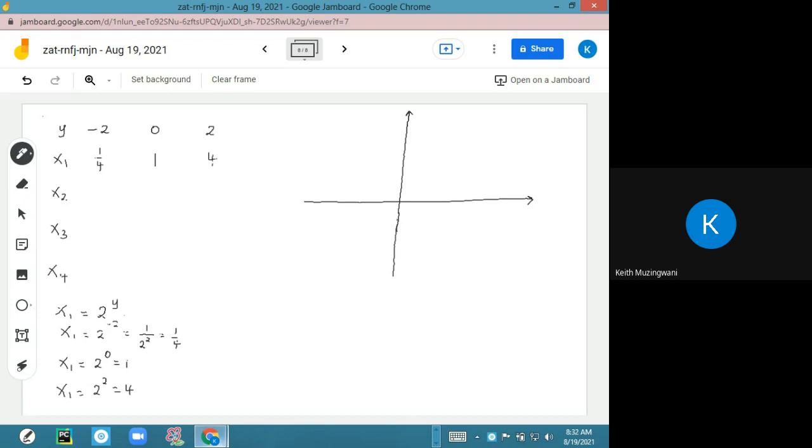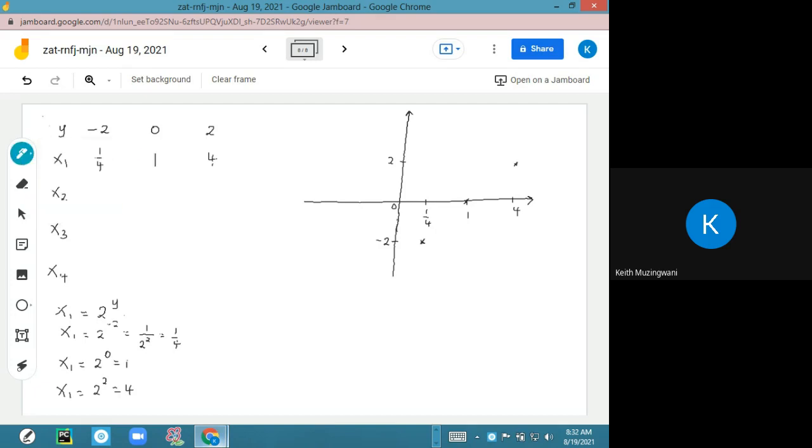So y is known. We have y -2, 0, and +2. We are getting 1 over 4, 1, and 4 for x. So for -2, we have gotten 1 over 4. For 0, we've gotten 1. For 2, we've gotten 4.